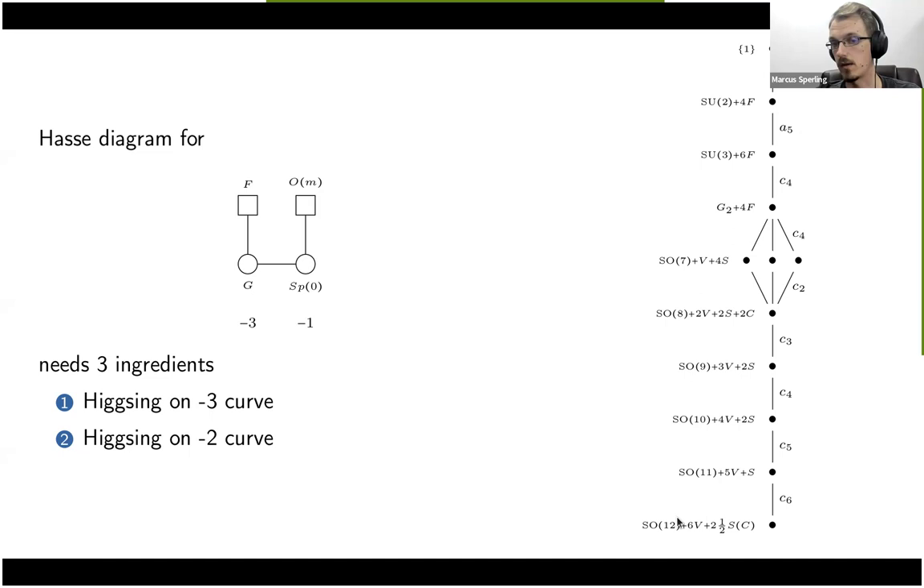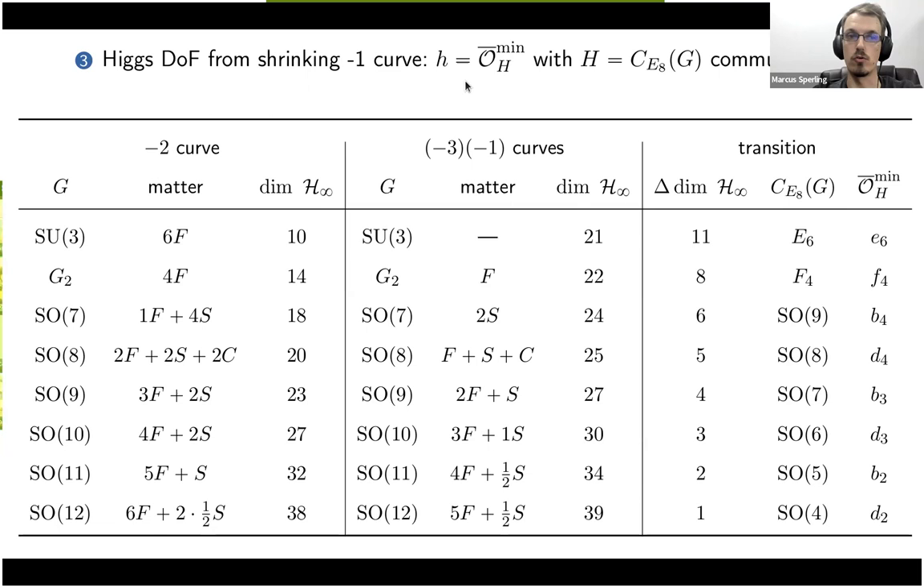And the last step that we need is that we also have Higgs moduli that can come from collapsing the minus one curve to zero size and then reducing it to minus two. And for this, we already have seen a proposal for how this works. So the proposal is that the shrinking of the minus one gives you a transition, which is the minimally nilpotent orbit of H, where H is the commutant of G in E8, right? So we have seen the first row.